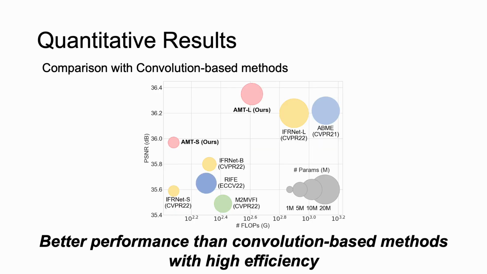Now we turn to the quantitative results. This figure shows the comparison among the existing convolution-based methods and ours. We conduct this comparison in 3 dimensions: performance as the y-axis, computational cost as the x-axis, and the number of parameters as the size of the circle. Our method outperforms the existing convolution-based methods by a large margin with fewer parameters and flows.